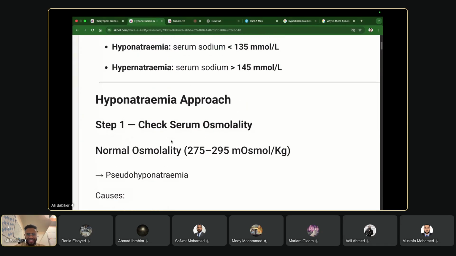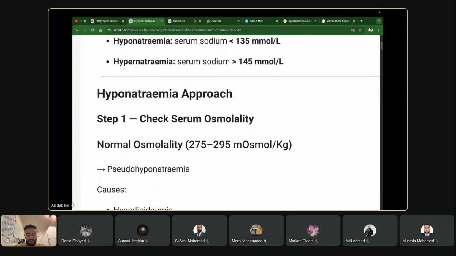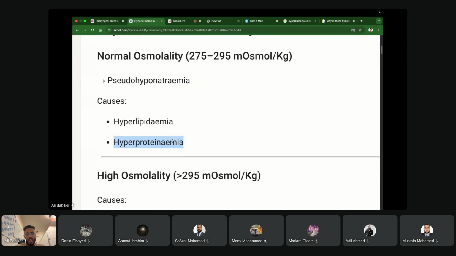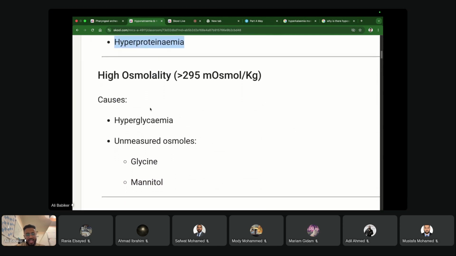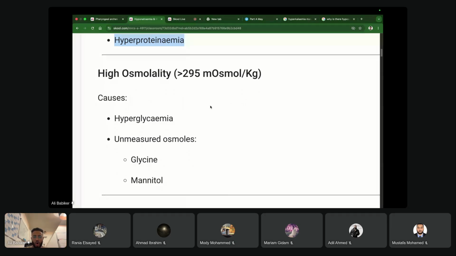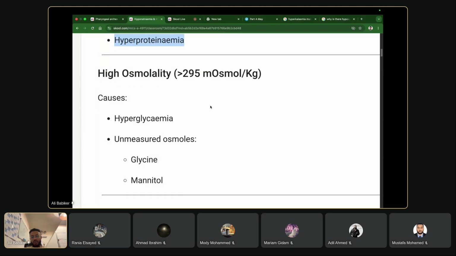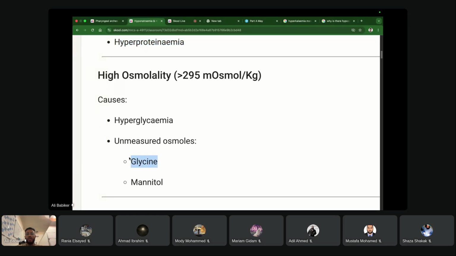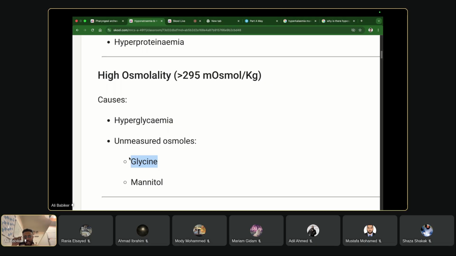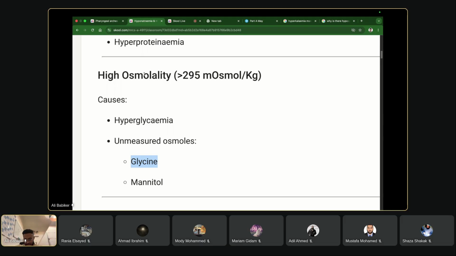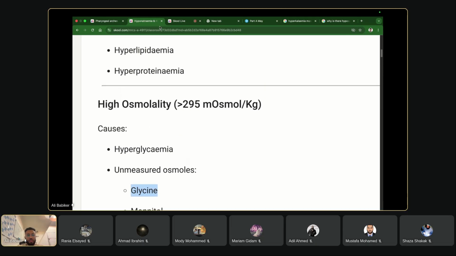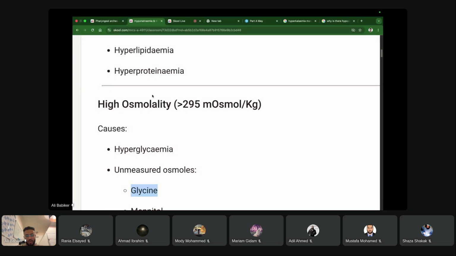So, if you have hyponatremia and the osmolality is normal, that means pseudo-hyponatremia. If you have hyponatremia and the osmolality is high, your patient has either hyperglycemia or unmeasured osmoles like glycine and mannitol. We use glycine for transurethral resection of the prostate. When this glycine goes into the body, it increases the osmolality and drags the water with it. So your patient will have hyponatremia, like the diluted juice, however the osmolality will be high.